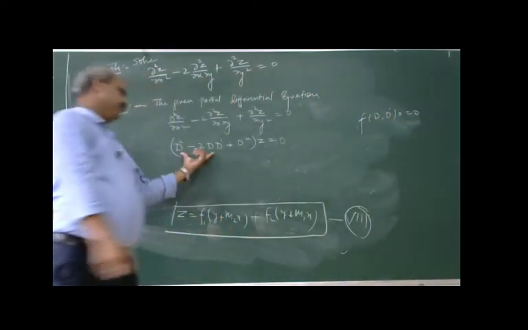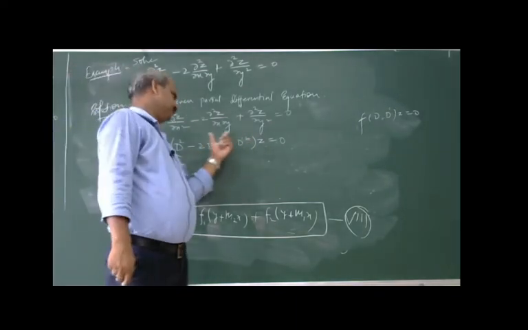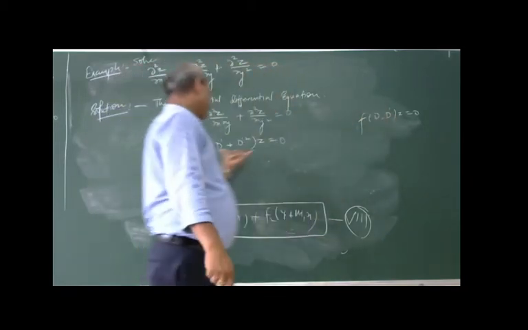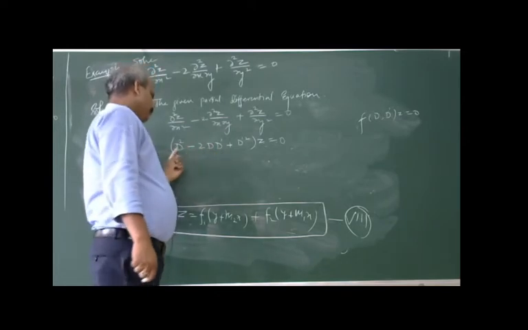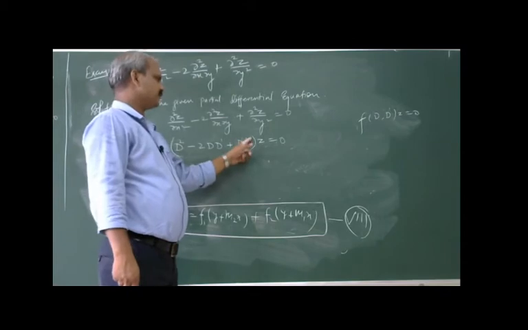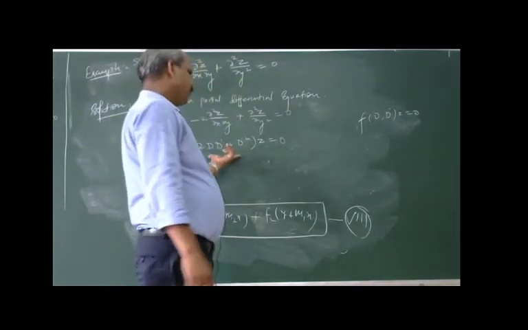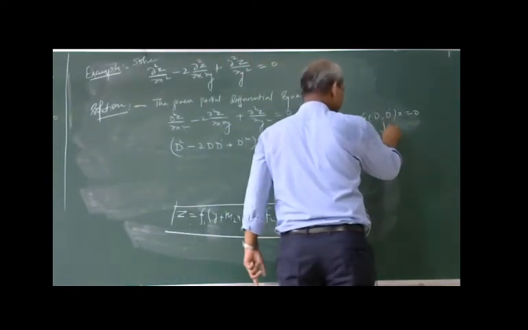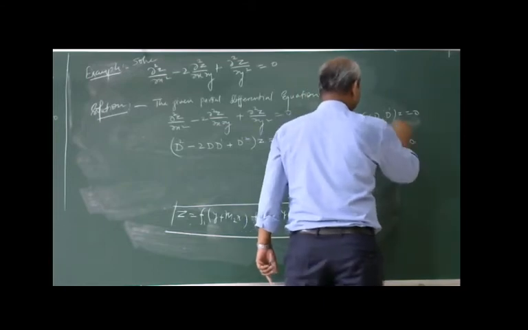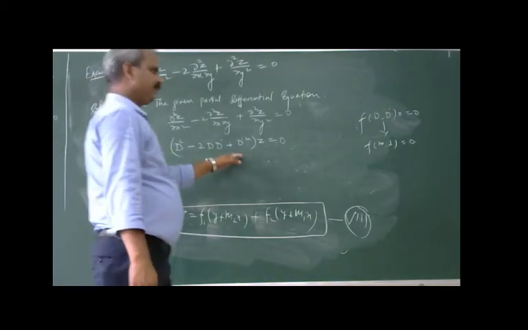So just see here, it is of this form because the function inside the bracket depends on D and D dash. This is D square minus 2DD dash plus D dash square z equal to 0. To find the solution, first write the auxiliary equation by replacing D by m and D dash by 1. You have learned this in previous videos.